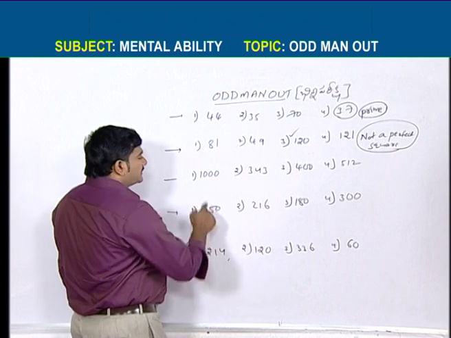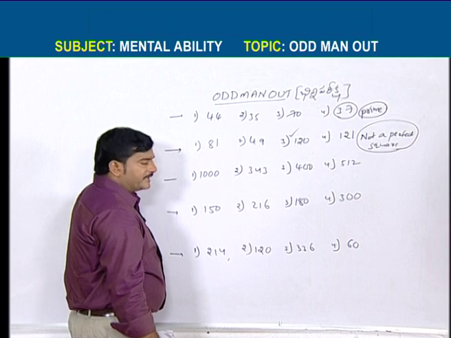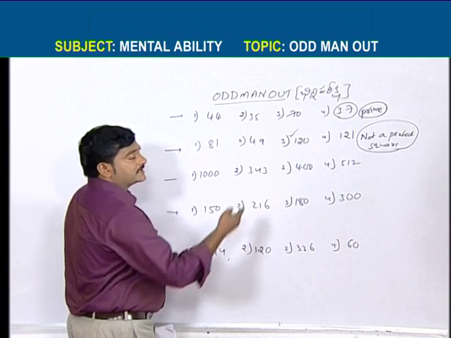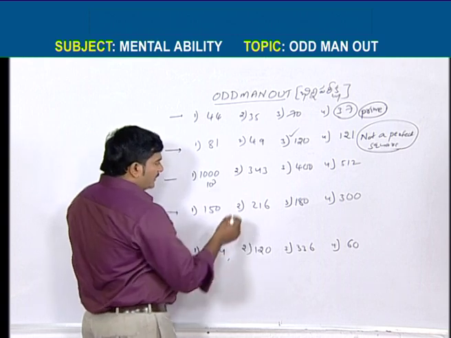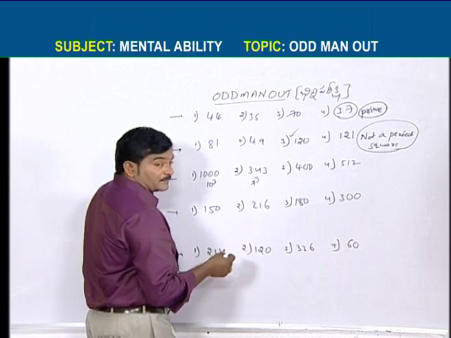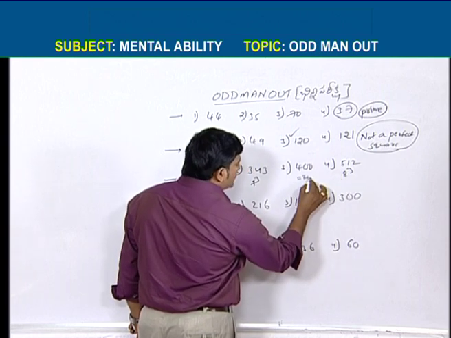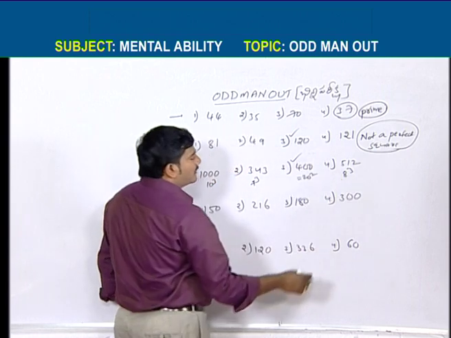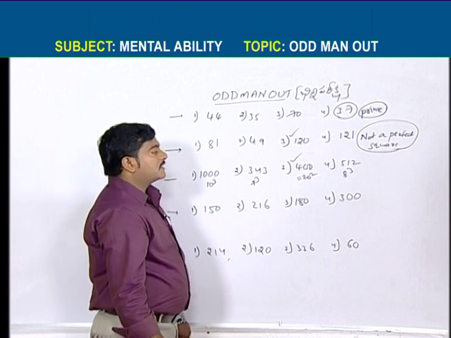Now similarly observe the third question. Third question, 1000. It is about cubes. By observing the numbers we can say so. It is the value of 10 cube. It is the value of 7 cube. It is the value of 8 cube. It is 20 square, but it is not a cube of something. So the remaining 3 options are cubes, whereas the third option is a square.